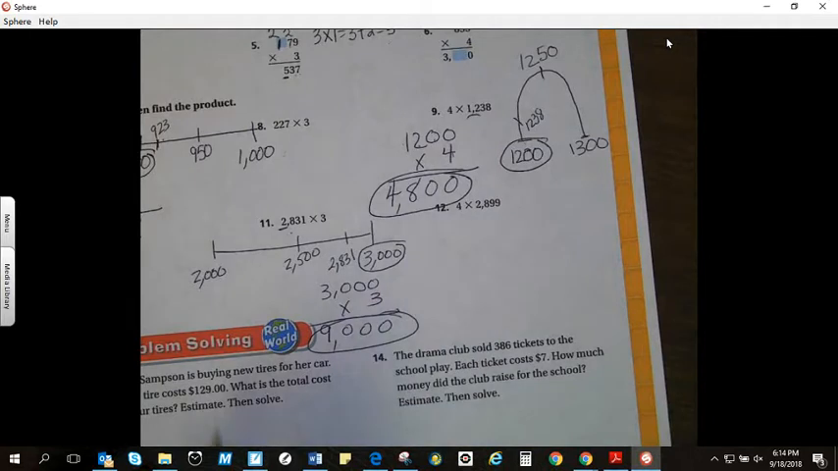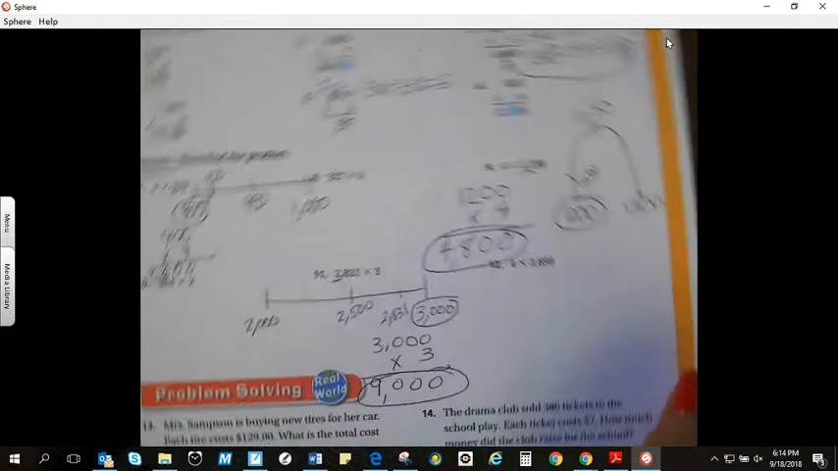All right, number 13. Mrs. Sampson is buying new tires for her car. Each tire costs $129.